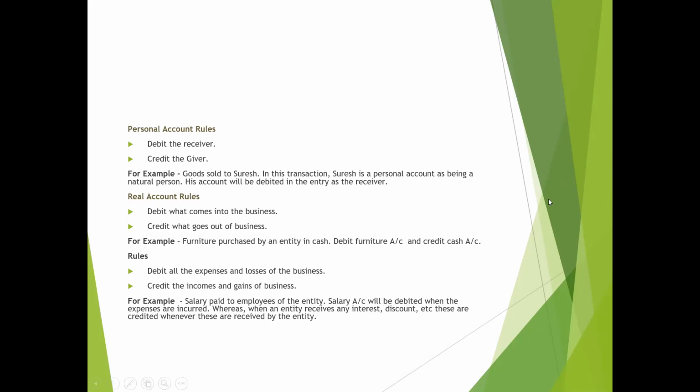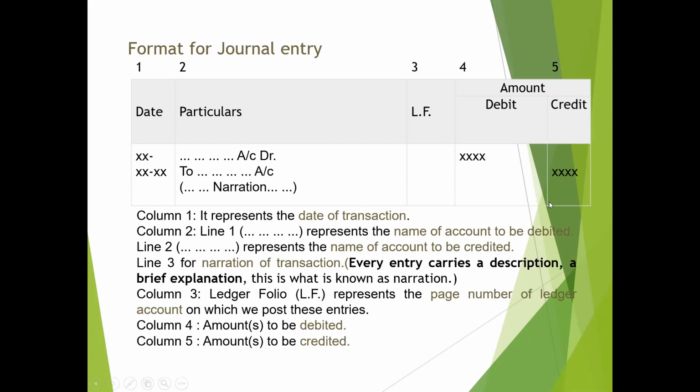So we have discussed the journal entry in example format. This is the format for journal entry. The first column represents the date of the transaction. The second column is the particulars column. The third one is LF. LF means ledger folio. And then the fourth and fifth are the debit column and then the credit column. So column one represents the date of transaction. Line one represents the name of the account to be debited.